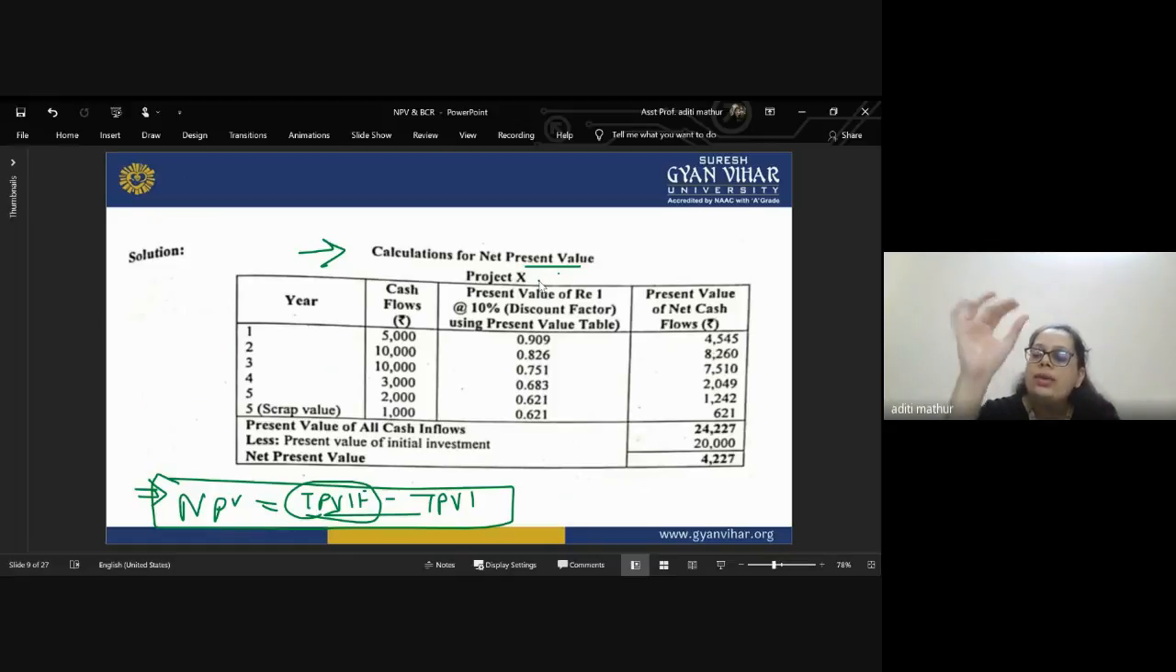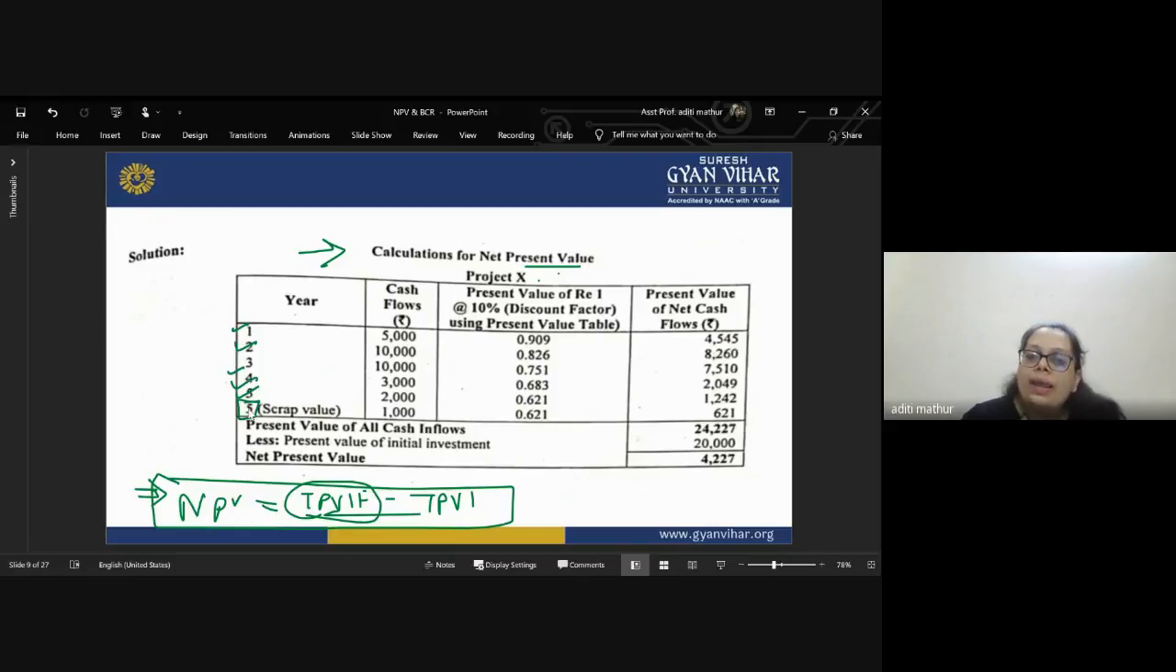So our naming of this table which we are going to prepare is your calculation of net present value of project X. So first column will show you all the years, then it will be cash inflow, then the present value of rupees 1, that is your discount factor, PVIF discount factor, and then your present value net cash inflows total overall, which you will calculate. So let us just first write all the years 1, 2, 3, 4, 5, and again 5.